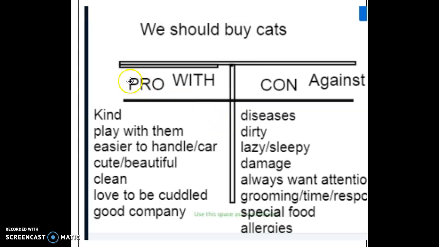So the first thing you're going to want to do when you're planning for your argument essay is to make a T chart. So a T chart is basically setting up both sides of an argument.